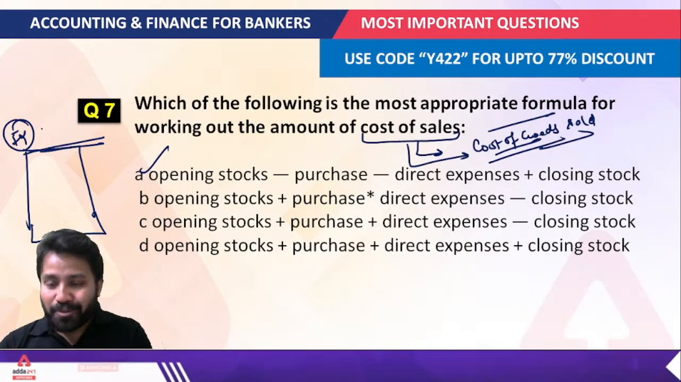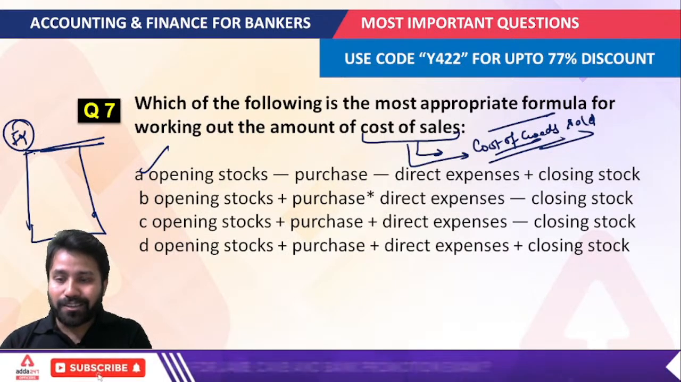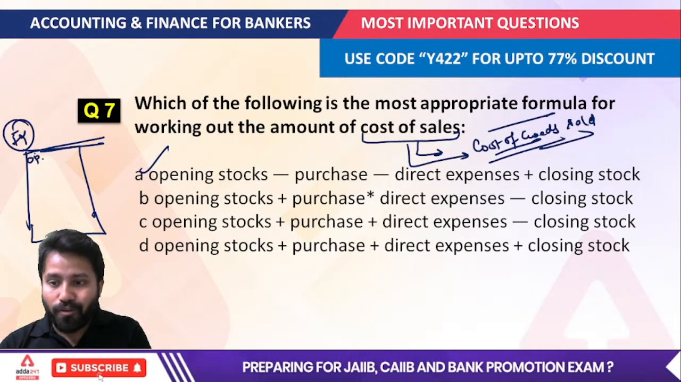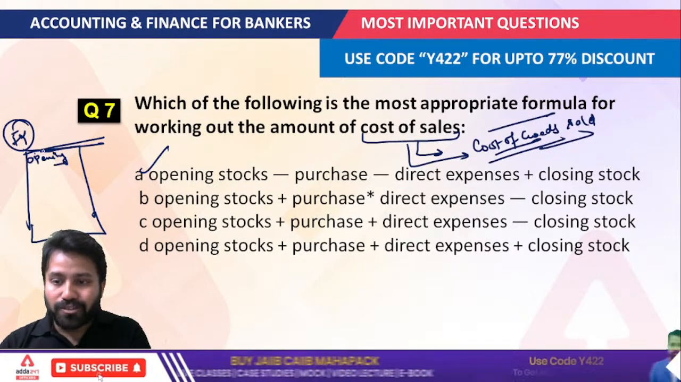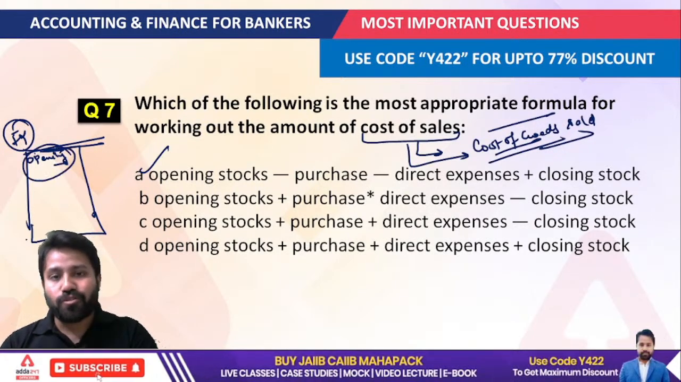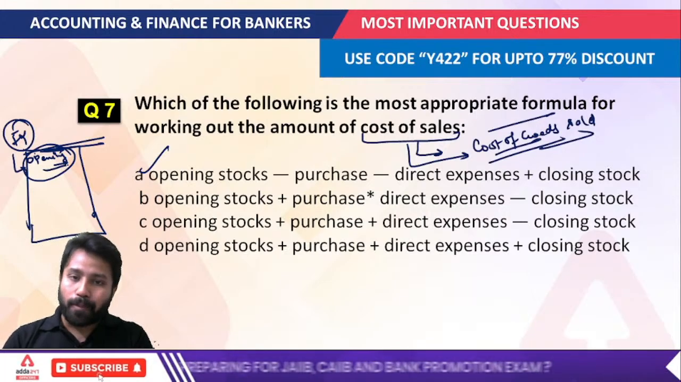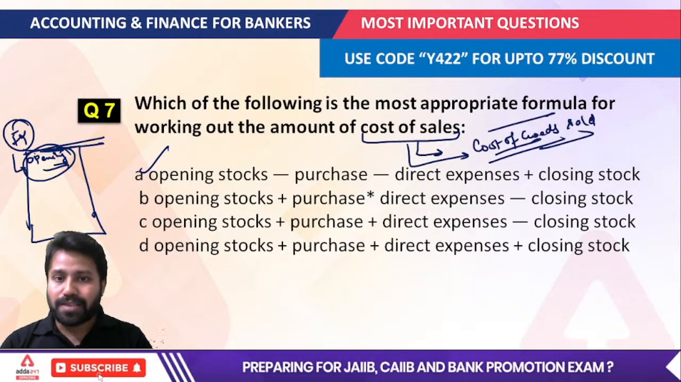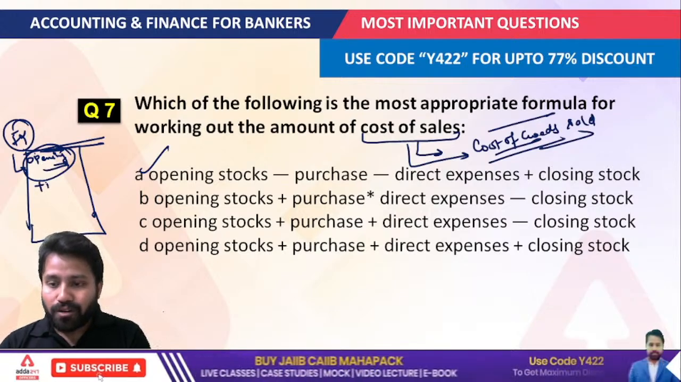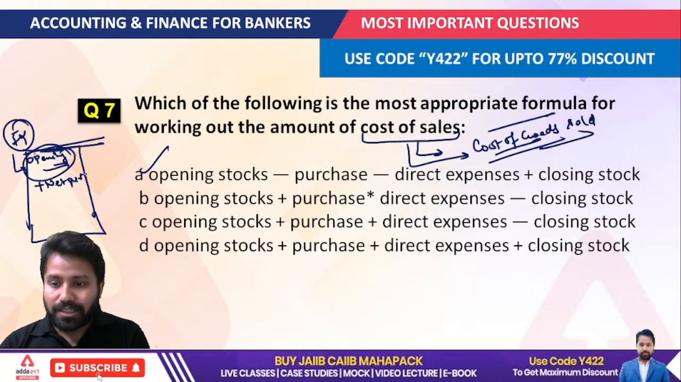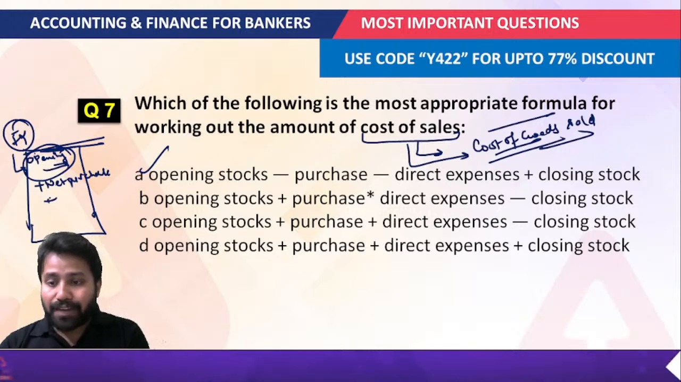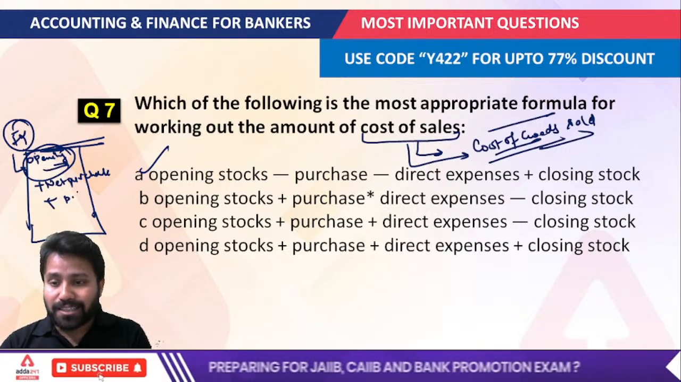Okay, so suppose that we are talking about this financial year, so we started with the opening stock, and this opening stock is nothing but the closing stock of the previous year. So we just write here opening stock. After that, some purchases have been done. After that we will also add here direct expenses.